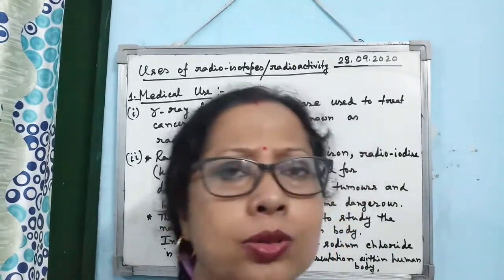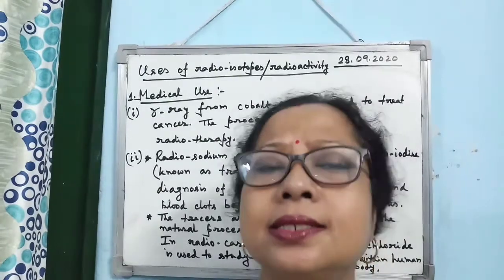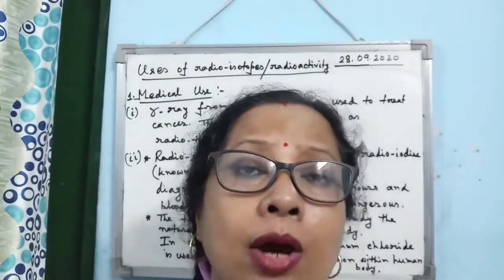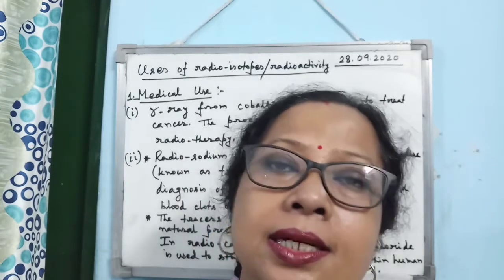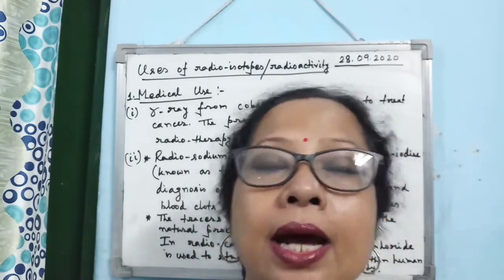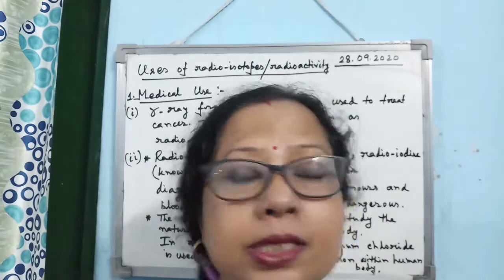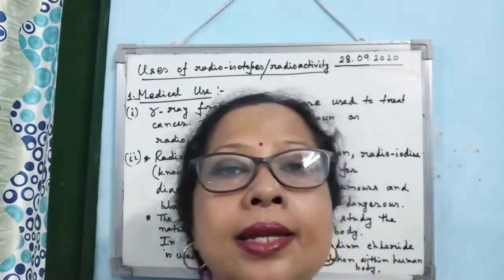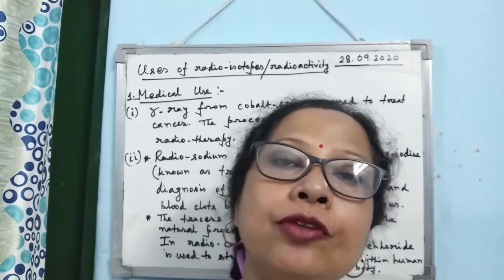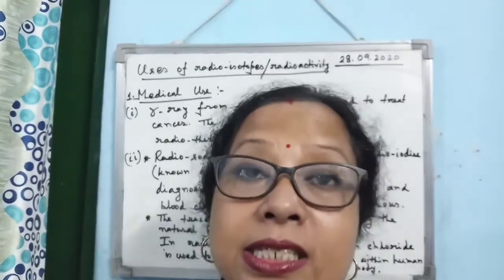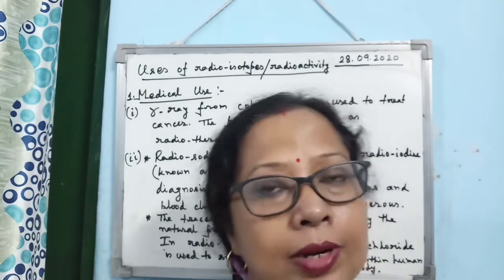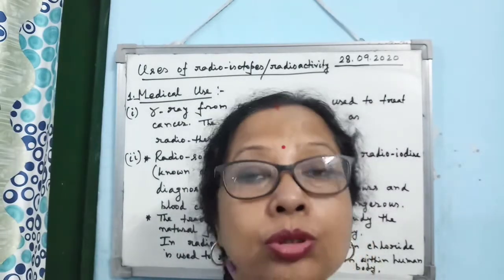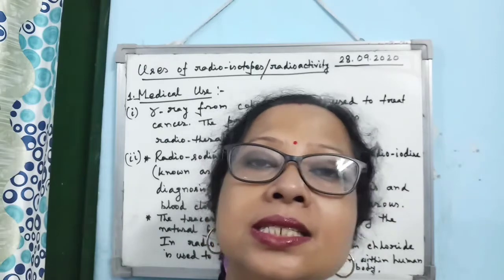Now, you know that leukemia and cancer are very dreaded kinds of disease. To treat cancer and leukemia, radiotherapy is used. The name of the process is radiotherapy. In that, gamma rays emitted from cobalt-60 may be used to detect cancer, or to kill the cancerous cells.